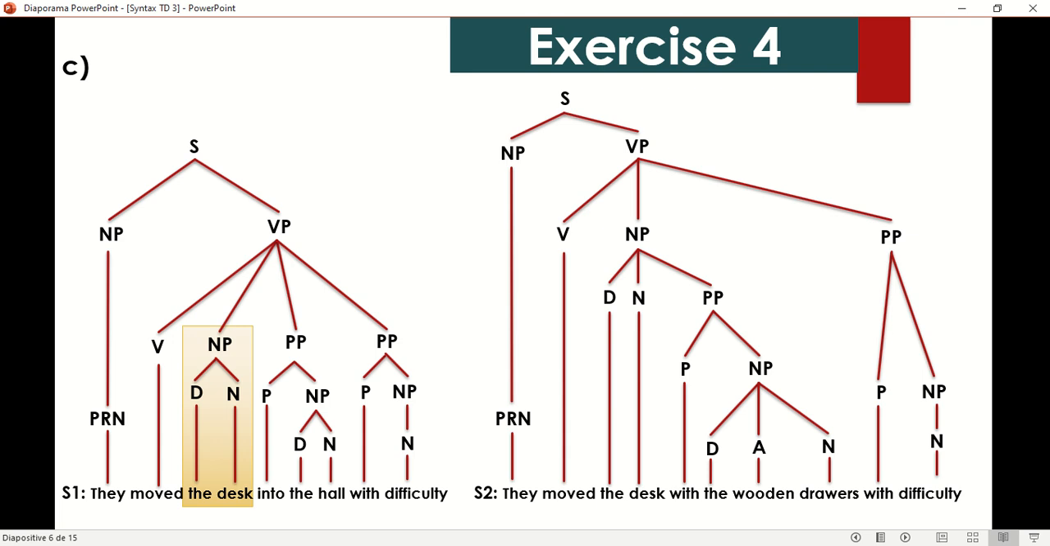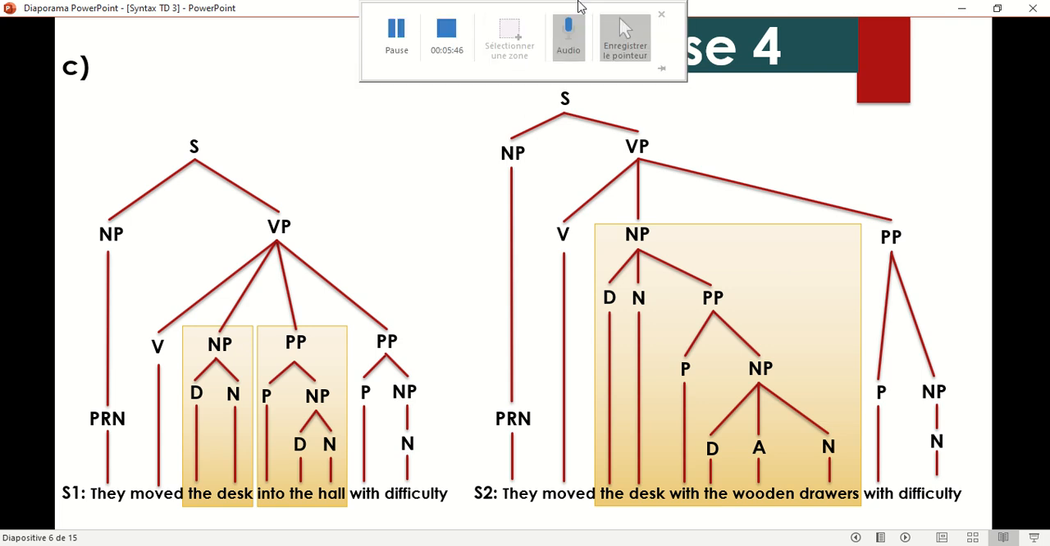And finally we add the NP in the sentence. So the difference here is that the desk and into the hall are two different constituents. The desk is the object, into the hall is the adjunct of place, while here this PP, with the wooden drawers, is part of the noun phrase, it modifies the noun. It is the noun that is with the wooden drawers. So one constituent and not two. And this is all for exercise 4.